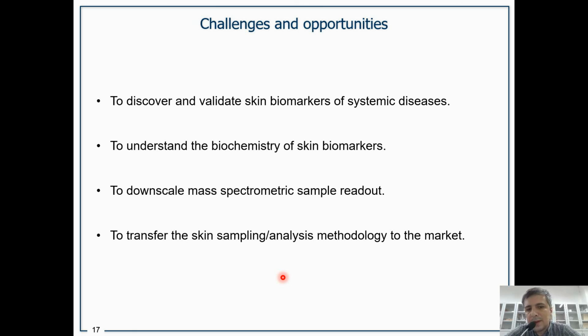Moreover, it would be good to downscale the mass spectrometric sample readout. In the case of our setup, we use quite big mass spectrometers which cannot be placed in the hospital yet, but it would be great if we could downscale this setup so that one can put this mass spectroscope system anywhere. And further on, one has to make an effort to transfer the skin sampling analysis methodology to the market, something that we still have to face in the future.